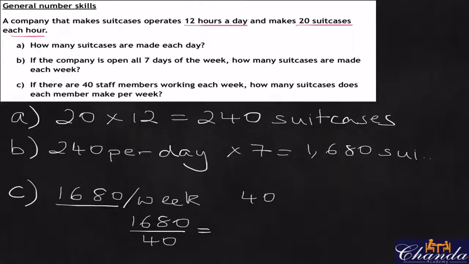Now here, the zeros simply cancel out, so we're left with 168 divided by 4. We can do this in the corner here, or you can put it into the calculator, whatever. So 4 goes into 16 4 times, 4 goes into 8 twice. So, as you can see, each member makes 42 suitcases every single week. Let's move on to the next question.